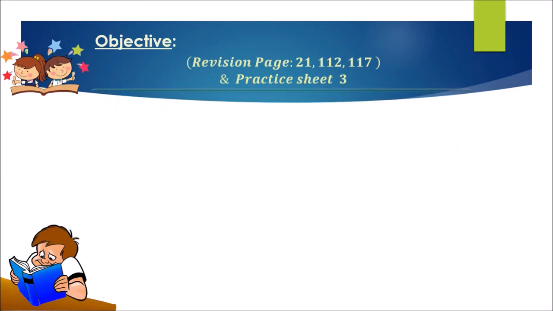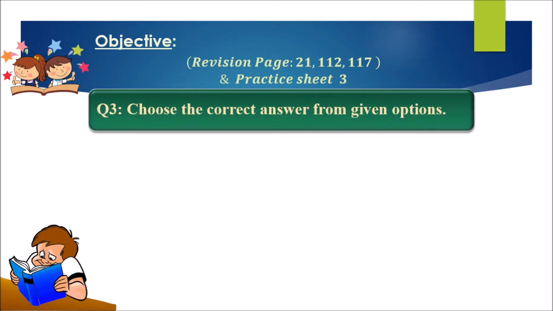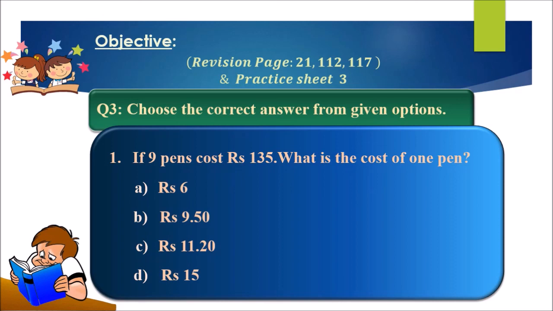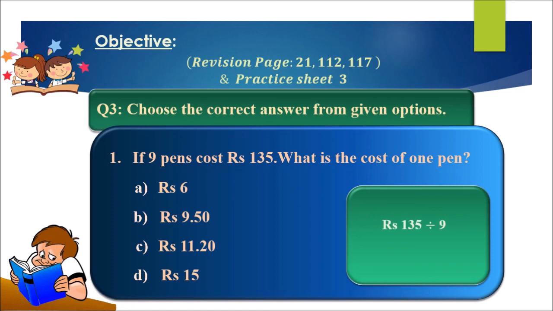In multiple choice question, we have to choose the correct answer from given options. If 9 pens cost Rs 135, what is the cost of 1 pen? Here we have 4 answers, we have to choose the correct one. Let's find out the cost of 1 pen by dividing Rs 135 by the number of pens, and the answer is Rs 15. So the correct option is D option.